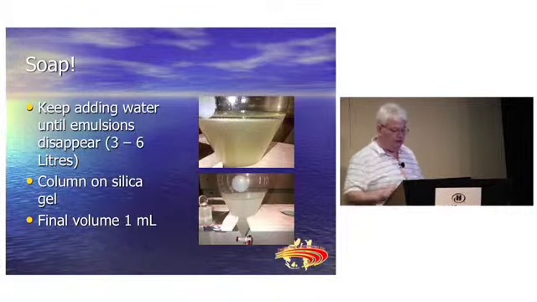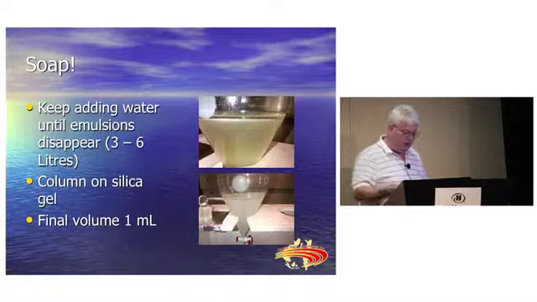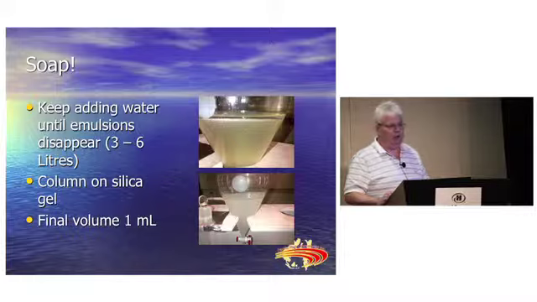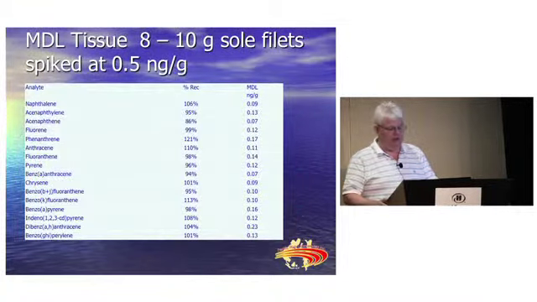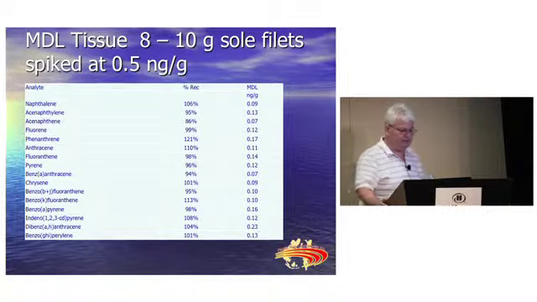The hexane's on top, and then you see a fine layer. When you add more water into it, that's how you get rid of soap, you just keep adding water. You keep 3 to 6 liters of water in there, you'll wash all your soap away, and you end up with a really clean extract out of the fish. No GPC needed, nothing fancy for cleanup.